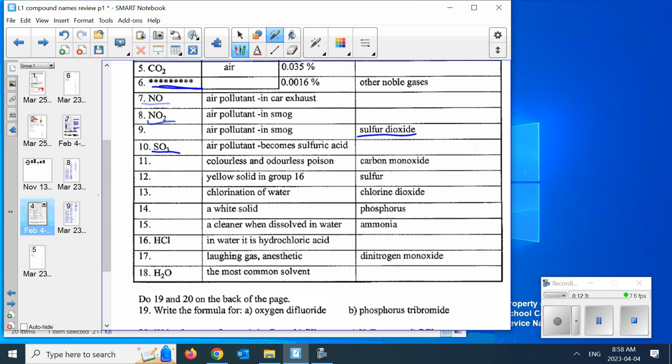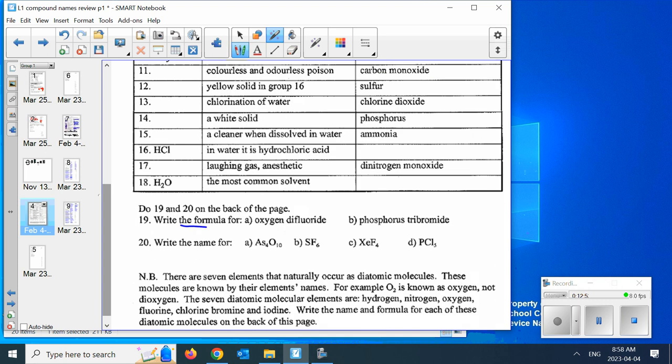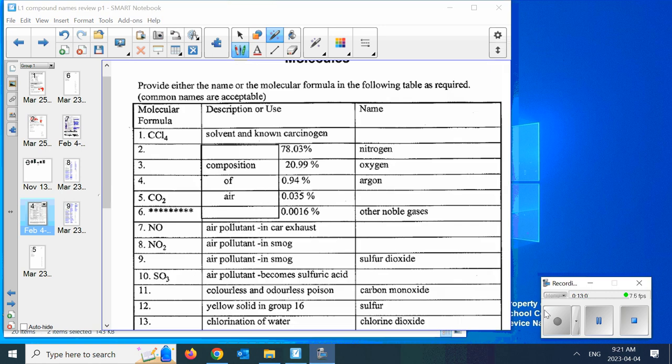When I put these stars in here, it's just because I'm saying the rest of air is a very small amount, 0.0016% other noble gases. You don't have anything to do with number six. Underneath that, formula four. Oxygen difluoride, phosphorus, just some of these. If you're not done, when I go through this, I'll quickly name some of these here.